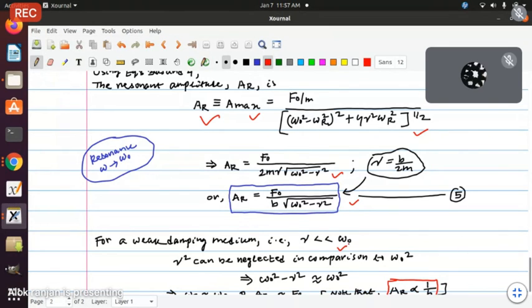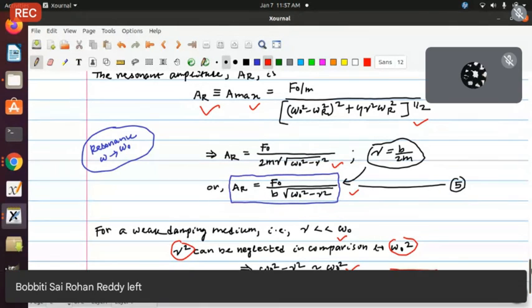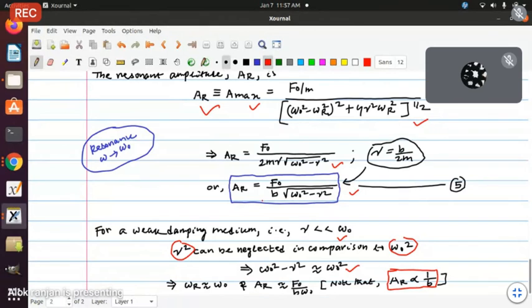because b is very small. Okay, so gamma is much less than omega naught. So therefore, the gamma square term under the square root can be neglected in comparison with omega naught square. So omega naught square minus gamma square can be approximated to omega naught square. And we further simplify it. What will happen? The amplitude A_R will be F naught over b times the square root of omega naught square, which is F naught over b omega naught.